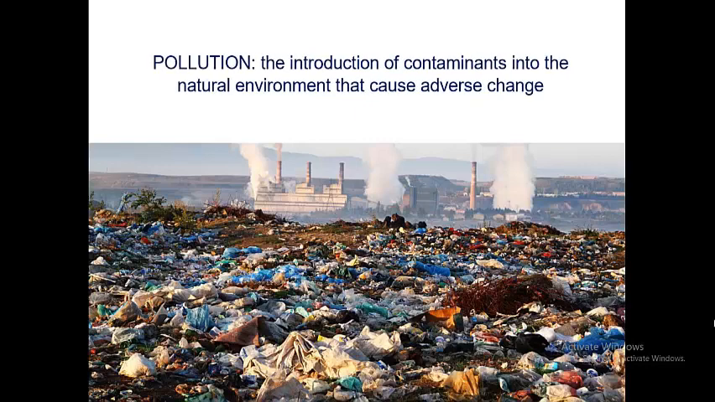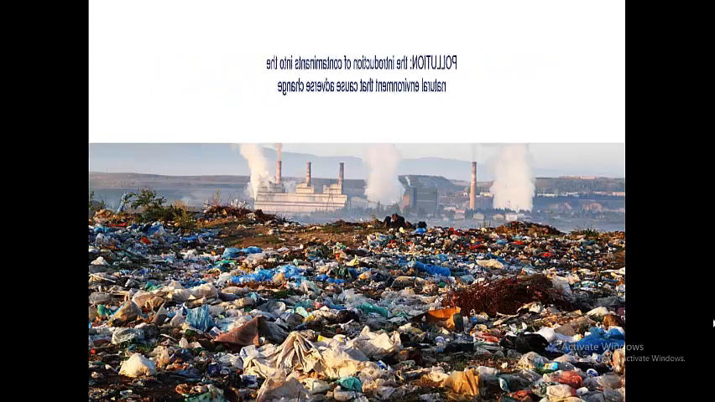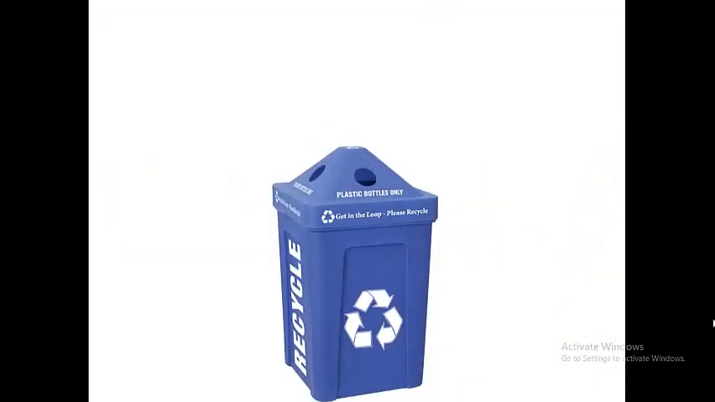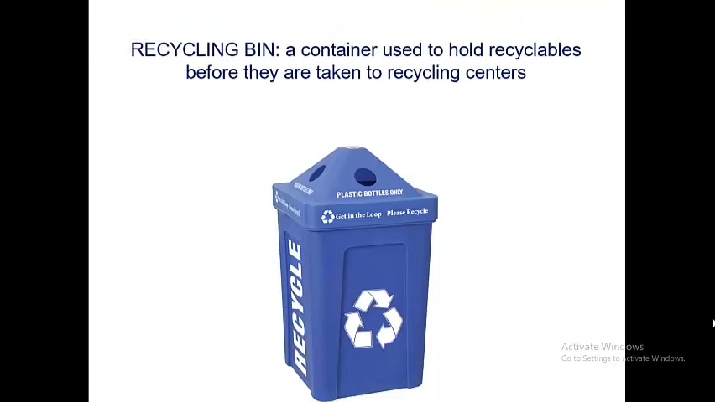And the next one is, you can see a lot of garbage, and it makes pollution really serious. Pollution is the introduction of contaminants into the natural environment that cause adverse change. And the next word is recycling bin. A recycling bin is a container that is used to hold recyclables before they are taken to recycling centers. We can see a lot of recycling bins in our daily life.